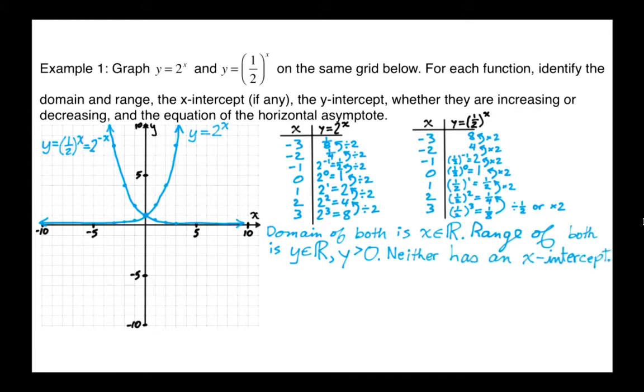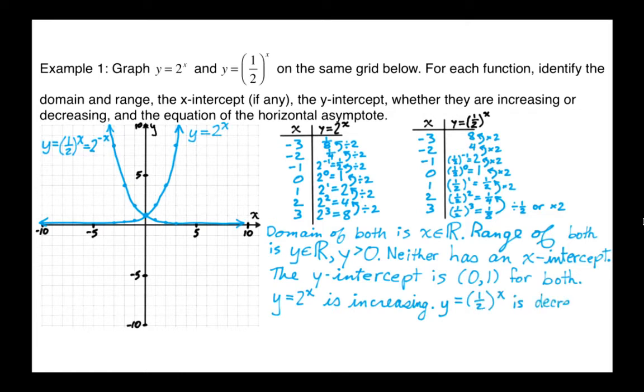Neither one of these has an x-intercept. As I mentioned, they get really close to 0, but they never quite touch the x-axis. So that means they don't have x-intercepts. But they both have the same y-intercept. You notice they both cross over at 0, 1.